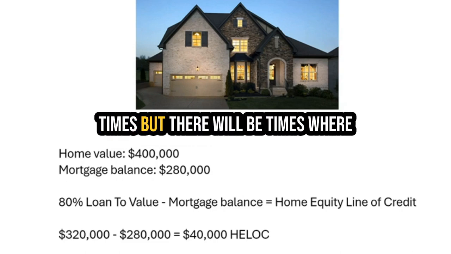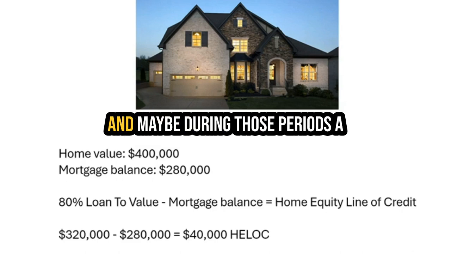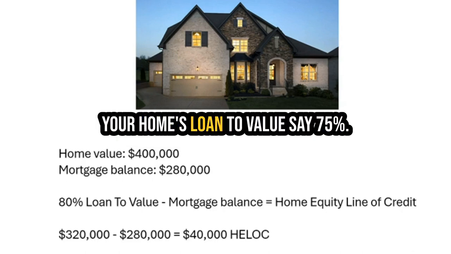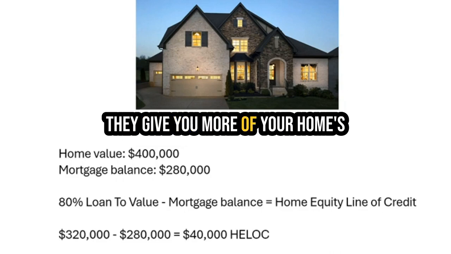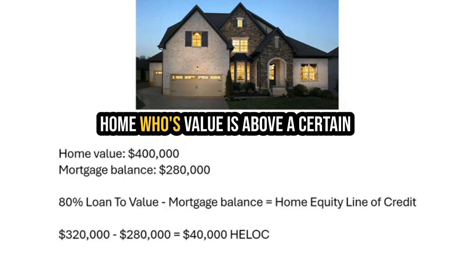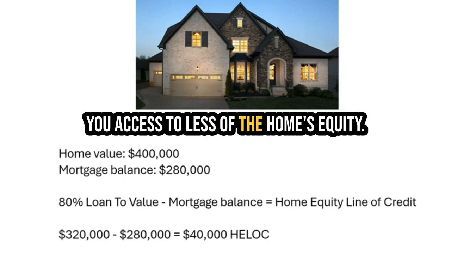Now, when it comes to the calculation percentage, you will find that 80% is typically the standard in normal times, but there will be times where interest rates in the general economy are higher or lower, and during those periods, a lender will give you access to less of your home's loan to value, say 65 or 70 or 75%, or there may be periods where they give you more of your home's loan to value, like 85 or 89%. You will also see that if you have a home whose value is above a certain number, they will typically give you access to less of the home's equity.